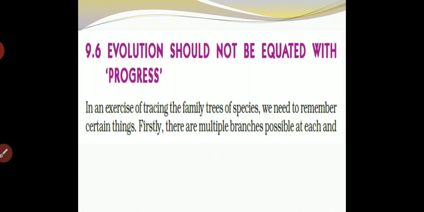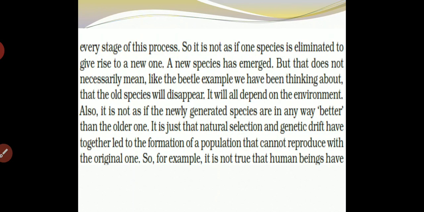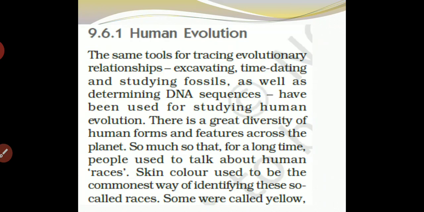Now, the next point is that evolution should not be equated with progress. In the exercise of tracing the family tree of a species, we need to remember certain things. Firstly, there are multiple branches possible at each and every stage of this process. Different numbers of branches are there.